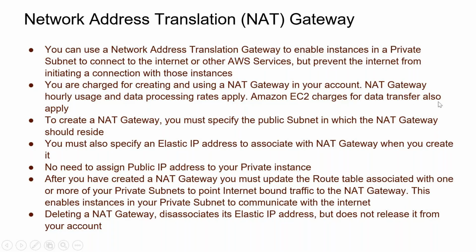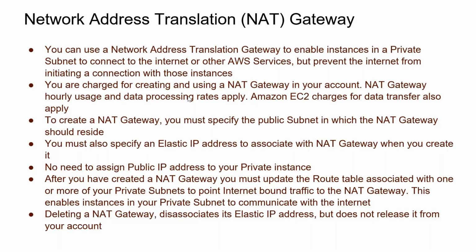To create a NAT gateway, you must specify the public subnet in which the NAT gateway should reside. As I told you, it's also an interview question. They will ask you, whenever you want to create a NAT gateway in a VPC, where do you create it? You should say we always create it in a public subnet. NAT gateway should not be created in a private subnet. You must also specify an elastic IP address to associate with the NAT gateway when you create it. So whenever you create a NAT gateway, an elastic IP also should be assigned to it. How to assign, we'll see those things.